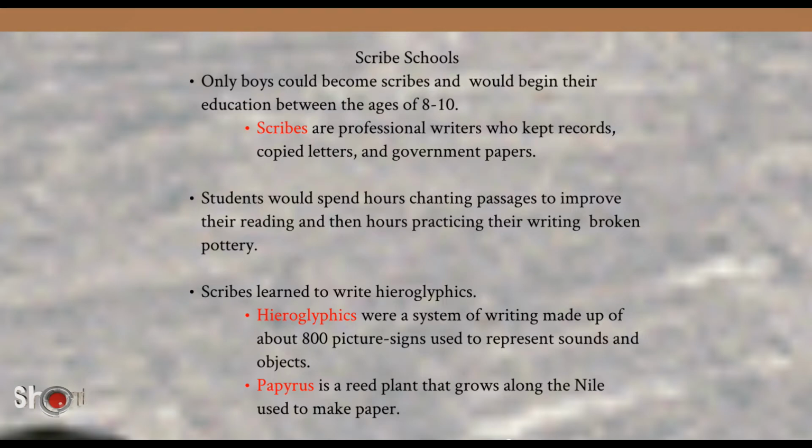Scribes learned to write hieroglyphics. Hieroglyphics were a system of writing made up of about 800 picture signs used to represent sounds and objects. Papyrus is a reed plant that grows along the Nile, used to make paper.